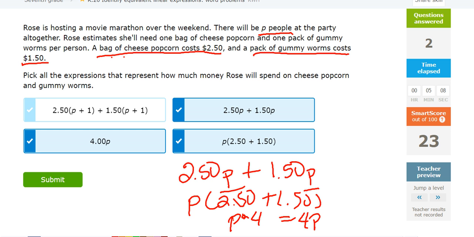Which means that this one, and this one, are all legitimate representations of how to find out how much is going to be spent. Long story short, $2.50 per person plus $1.50 per person is $4 per person. So that's what we're thinking.